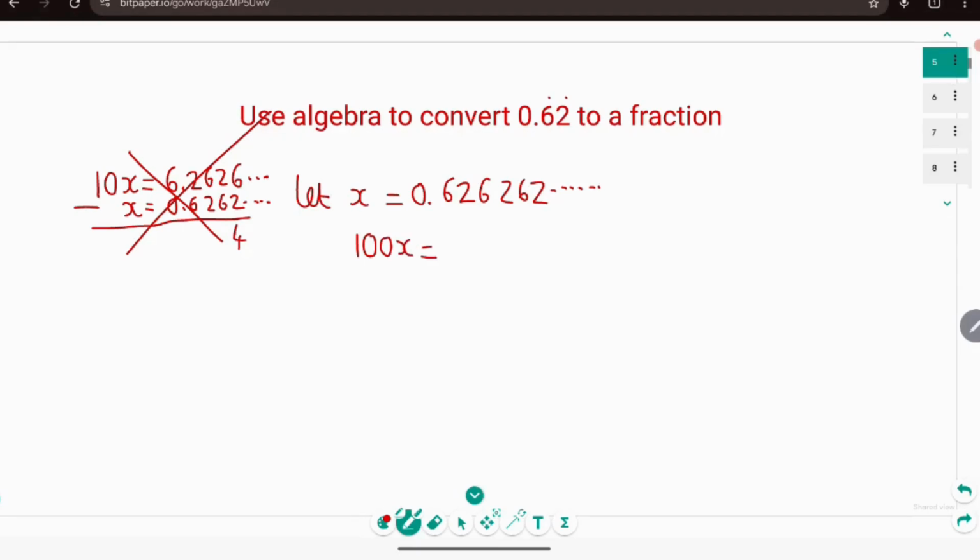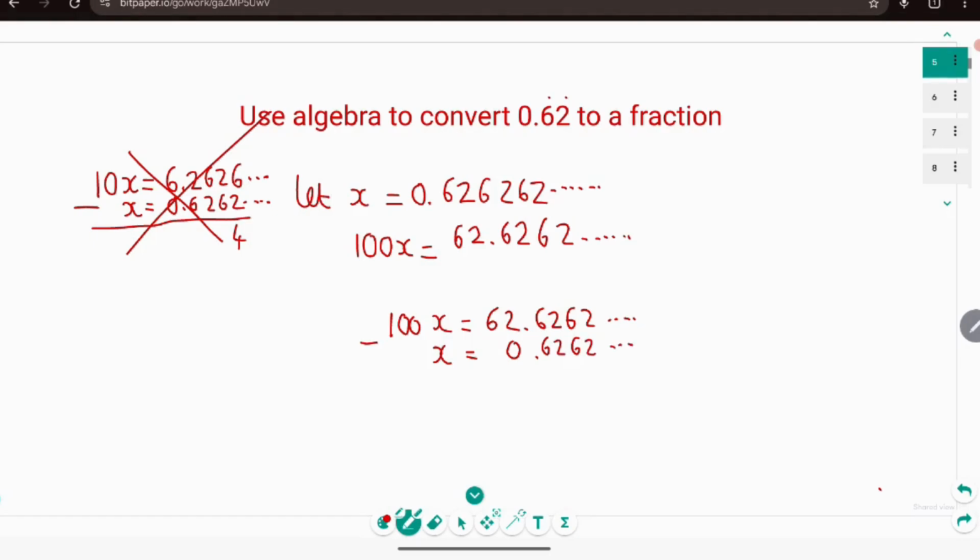If I multiply this by 100, my digits are all moving two places to the left. So we have 62.6262. And again, I'm going to put my 100x on the top. I'm going to put my x underneath. I'm going to do the top, subtract the bottom. 100x take away 1x is 99x.